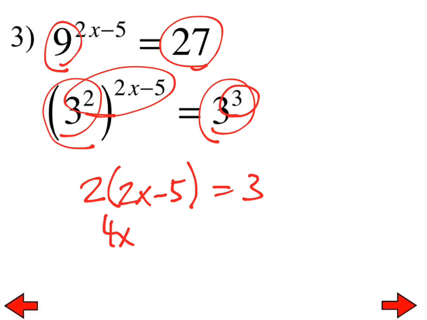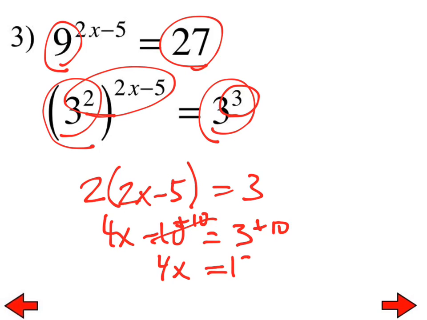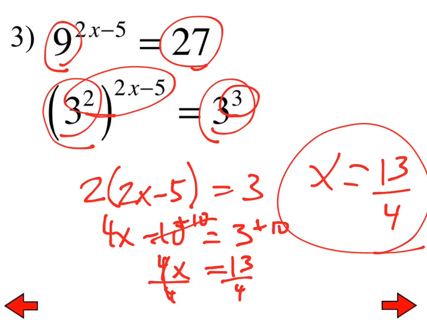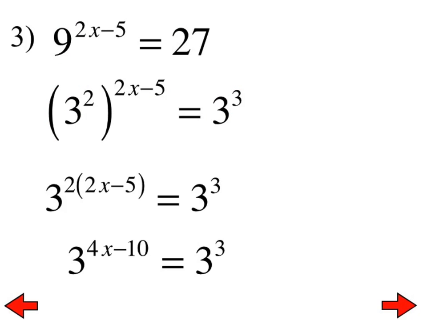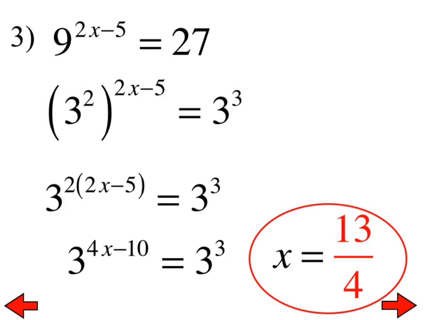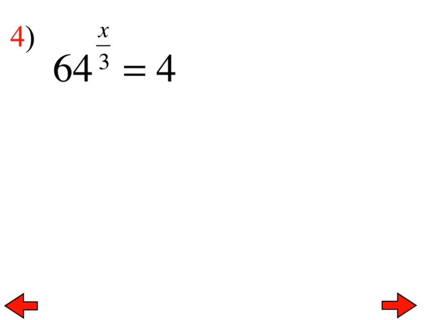So now we have 4x minus 10 is equal to 3. We add 10 to both sides, and then divide both sides by 4. And we get x is equal to 13/4. And I could substitute that back in to show you that they are equivalent, but they are. And so we end up, once again, with 13/4. Let's keep going here. Everybody try number 4.